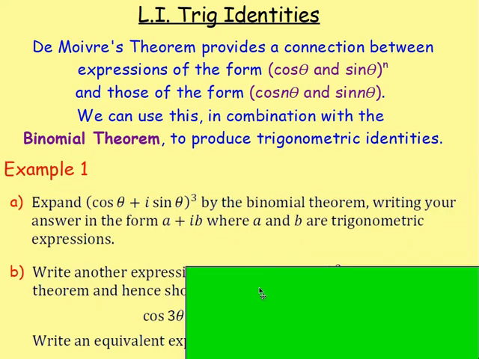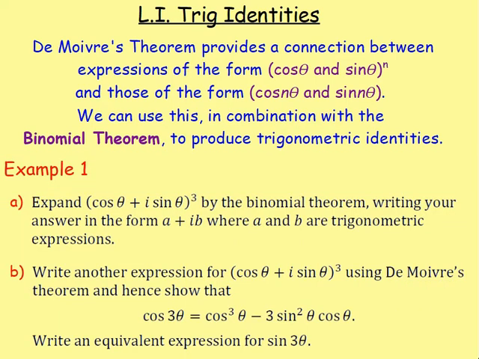Example 1. A: expand (cos theta + i sin theta) cubed by the binomial theorem, writing your answer in the form of a + ib, where a and b are trigonometric expressions. B: write another expression for (cos theta + i sin theta) cubed using De Moivre's theorem, and hence show that cos 3 theta equals cos cubed theta take away 3 sin squared theta cos theta. And once you've done that, write an equivalent expression for sin 3 theta.